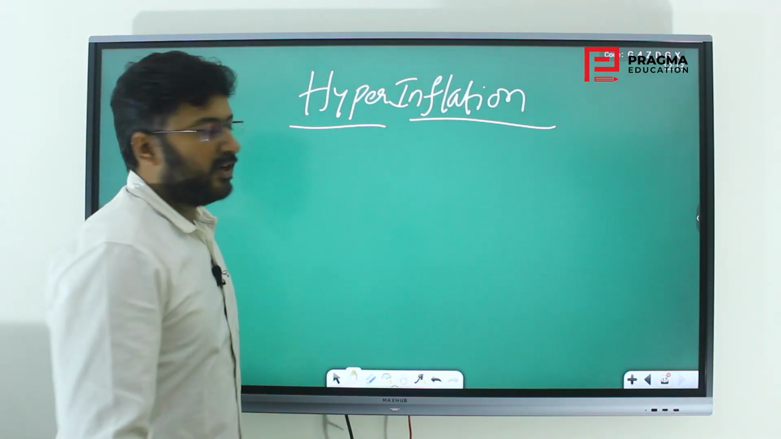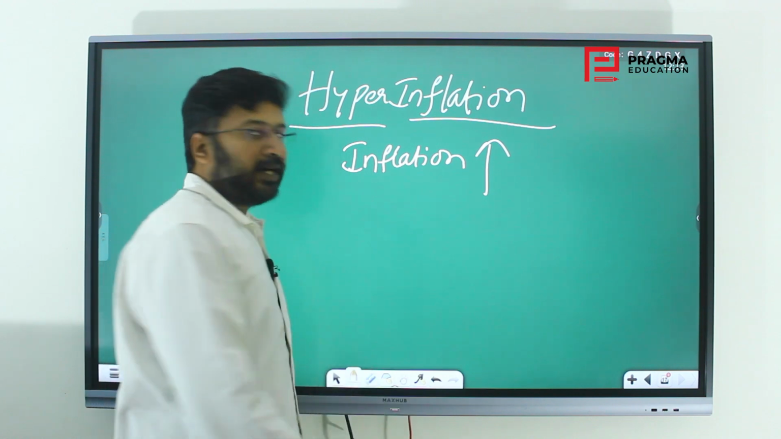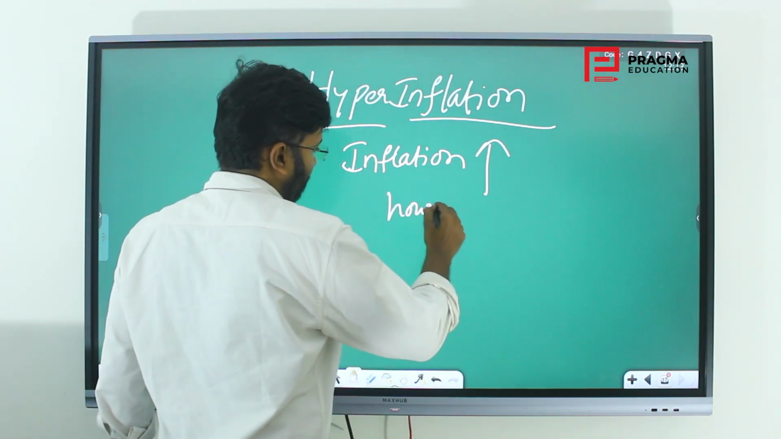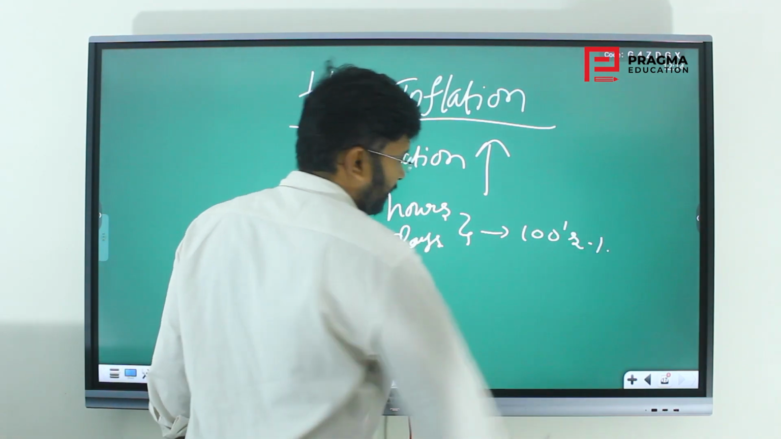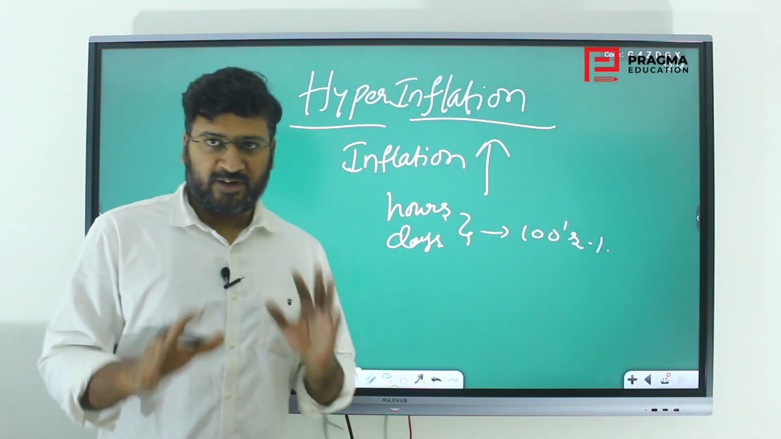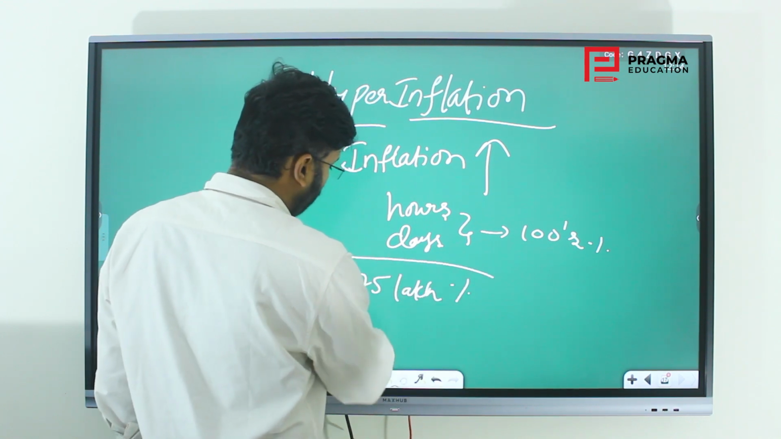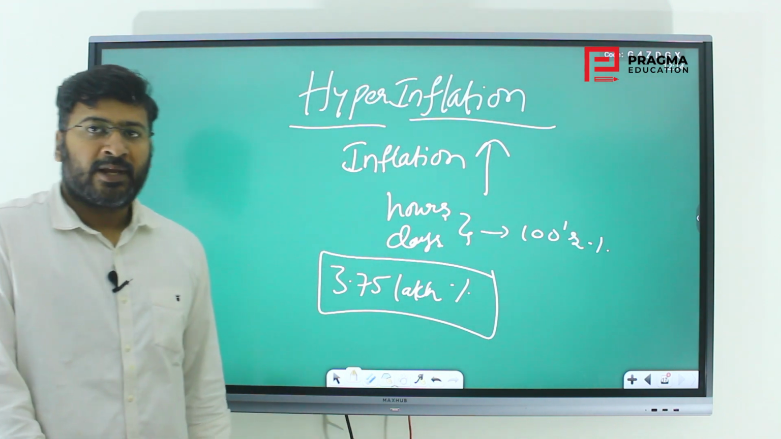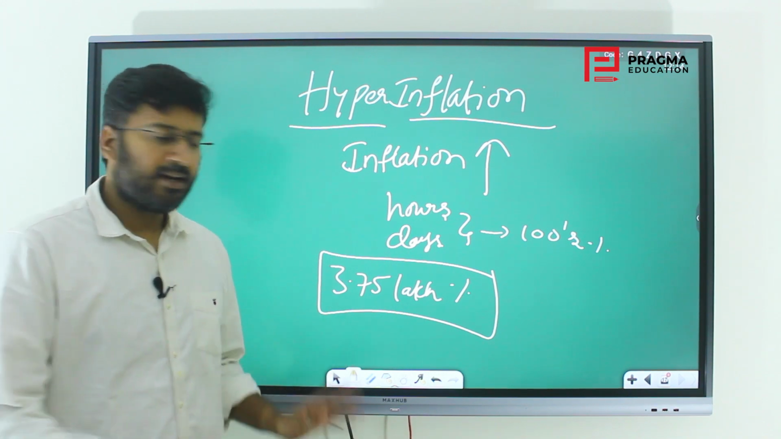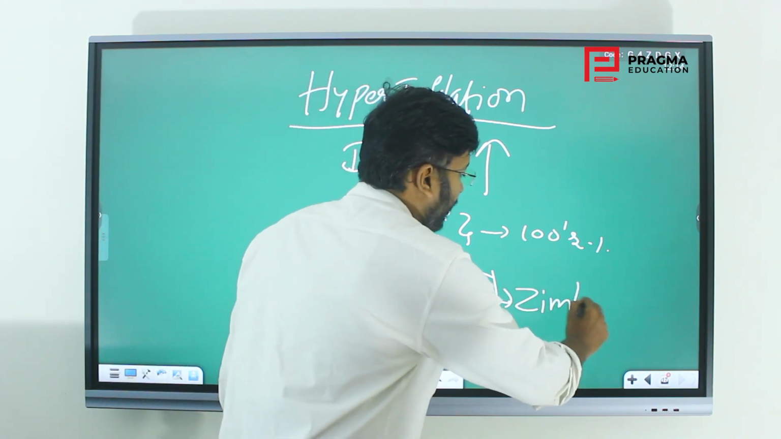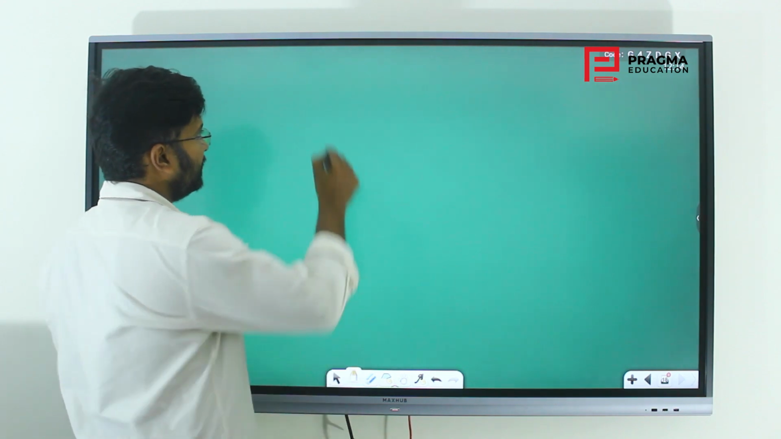What will happen in hyperinflation is that inflation will keep rising at a very fast rate. A fast rate means even in hours, in days, it will cross some hundreds of percentage. And the highest inflation that the world has ever witnessed till now is 3.75 lakh percentage. I have told you there is no upper limit to inflation, but the world came to witness this much. Where? It was in Zimbabwe. It was also not too long ago, in the recent past, 3-4 years ago.